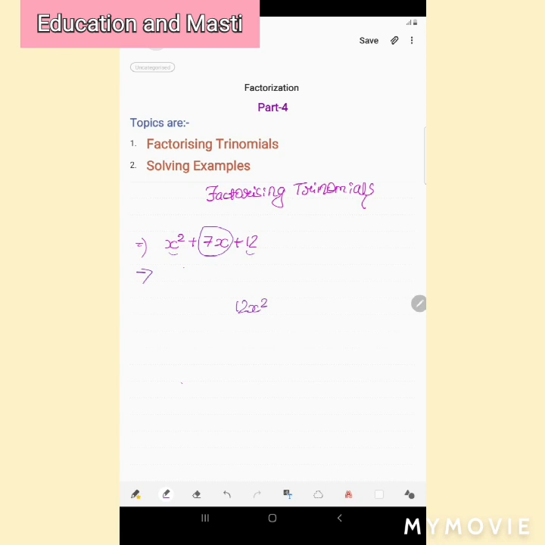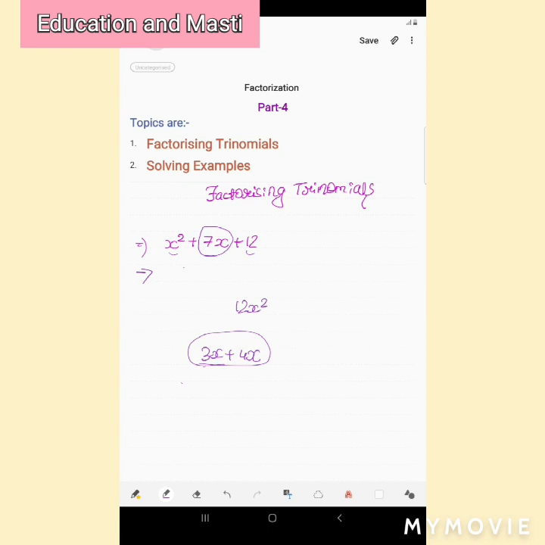Instead of 7x I will bring two numbers. So x square plus, and 12 here. Then I will take 3x plus 4x. Here what I am doing is breaking this number into two parts. I am making this number 3x plus 4x. So when we multiply 3x by 4x, we get 12x square. And when we add both, we get 7x.